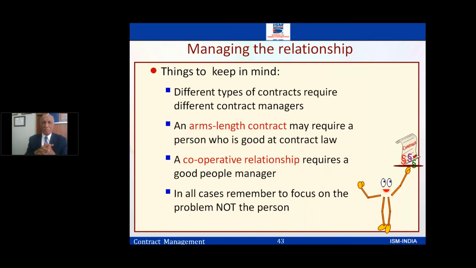Managing the relationship. Things to keep in mind is different types of contract require different contract managers. I think this is what we said in the beginning. If you're looking for a partnership contract, collaborative contract, you want to work together as a partner, or if you want to work in an arm's length relationship, two require different types. As we said in the beginning also, arm's length will require a person who is very good on the legal side, the contract law. While the cooperative relationship, it has to be a person who is a people person, who is a people manager.